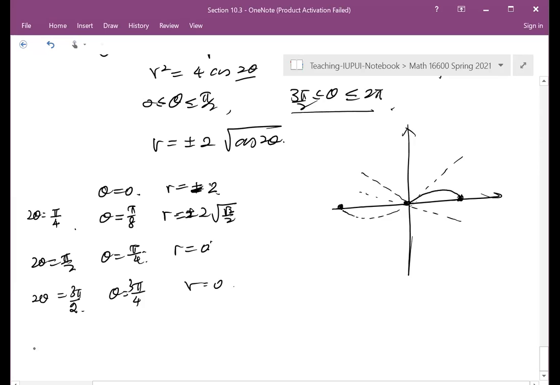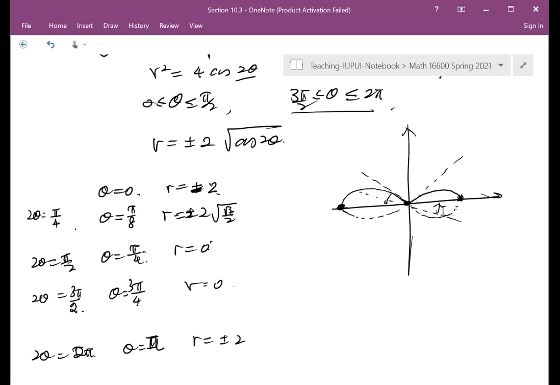Then you have the angle, let's say 2 theta equals 2 pi. Then theta equals pi. When theta equals pi, r is going to be plus minus 2. So those are the 2 points when theta increases from here. So the graph still looks like that, and this is the other side when r is negative. So you get a pretty good idea about the picture. Now, in order to find the area, you just find the one piece.